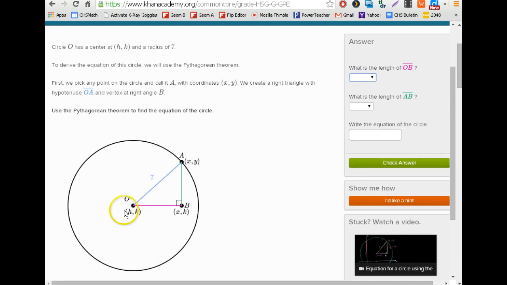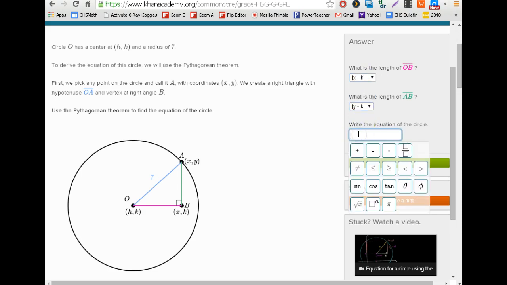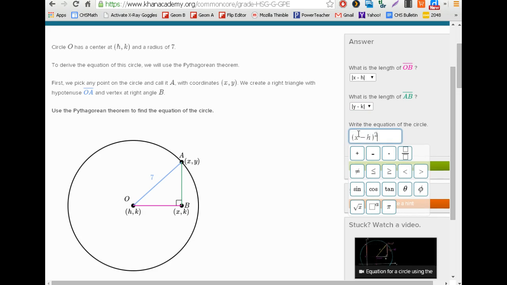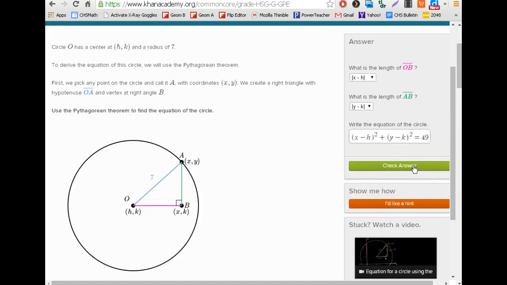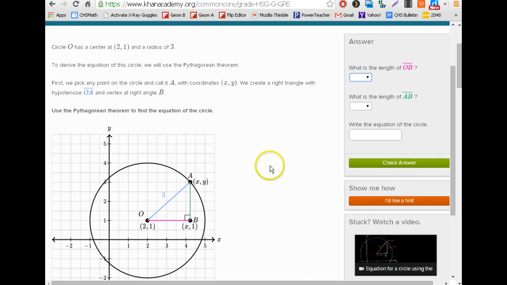And I think pretty much you're just going to be doing the same thing here. OB is x minus h, AB is y minus k, and then you're going to have 7 squared in there. So x minus h, y minus k, and we have x minus h squared plus y minus k squared equals 7 squared, and that is 49. Okay, 7 squared is 49. Okay, that's pretty much how they all look in here. I think you're going to be able to do the rest on your own.